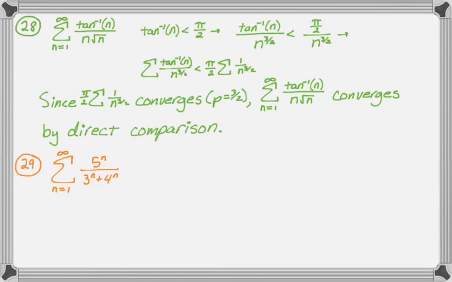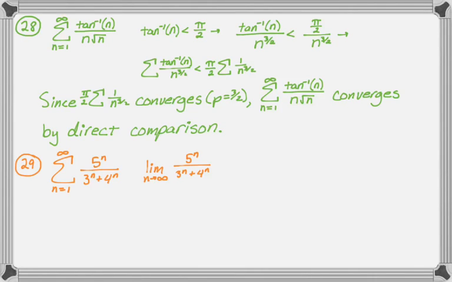Let's take a look at another one. I'm going to go from 1 to infinity of 5 to the n over 3 to the n plus 4 to the n. So this seems like 5 to the n grows faster than both of those functions. So what I'm going to do is take the limit to infinity and see what happens. So we're going to try to use the nth term test.